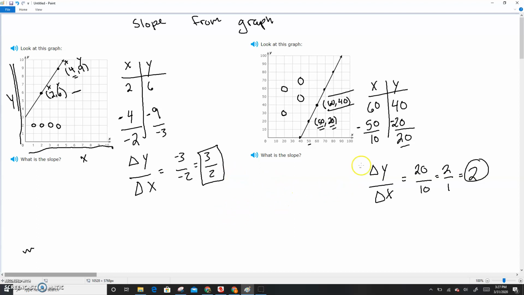Be very careful. It's very common for students, when they go to create the fraction, to put x over y, because that's what we list first. Always, always, always write out delta y over delta x to remind yourself that you're interested in y on top and x on the bottom.